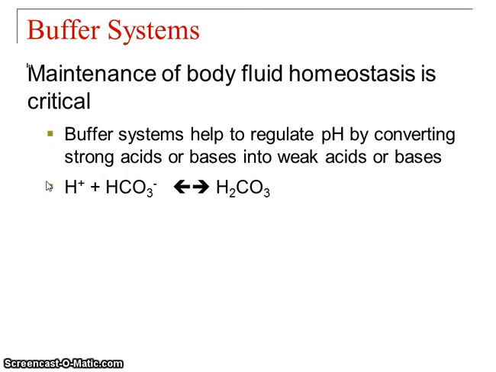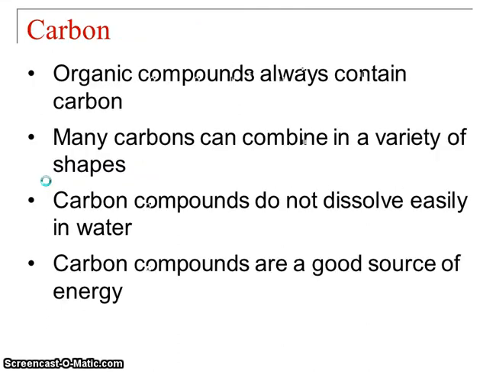If we want to change our pH levels more long-term, we'd use our respiratory system and our breathing rates, as well as our urinary system to either get rid of more hydrogen ions in our urine or less.